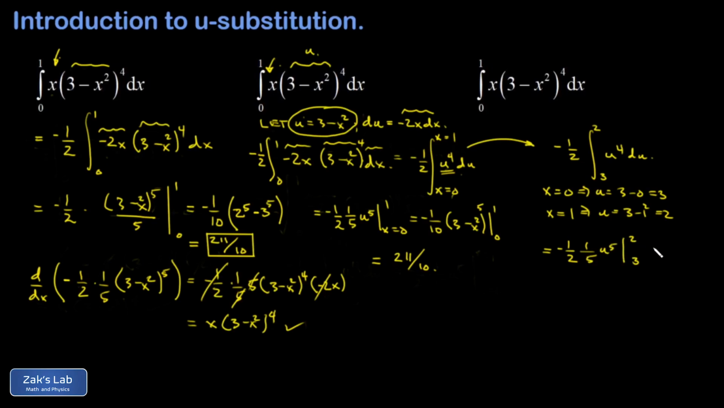So the cool thing about this approach is that it allows us to forget about x forever. So we just completely transformed the problem into u space, and we're going to get our final number out of u space. So I have a negative 1/10 out in front. And when I plug in the upper limit, I get a 2 to the 5th. I plug in the lower limit and I get a 3 to the 5th. And that simplifies to 211 over 10.